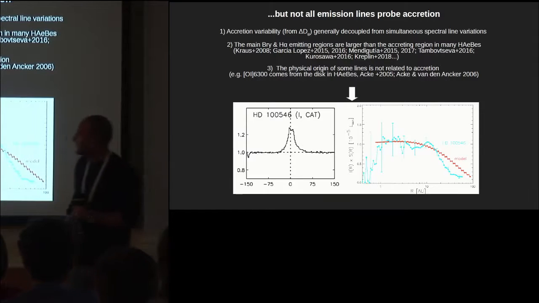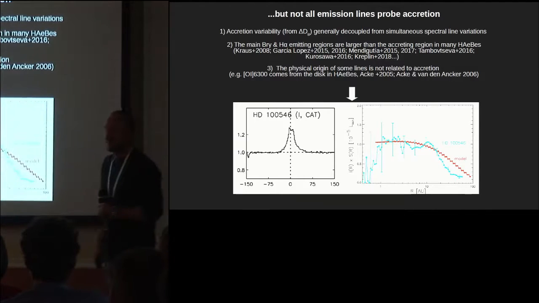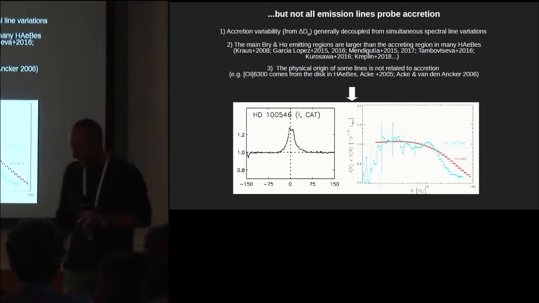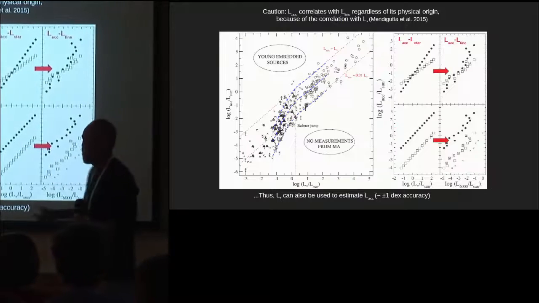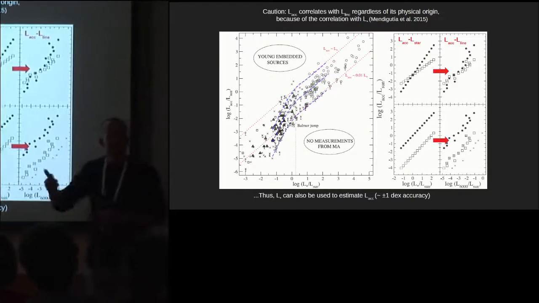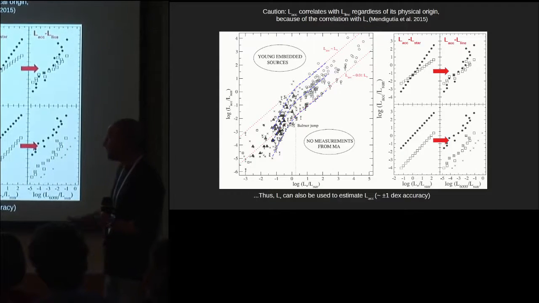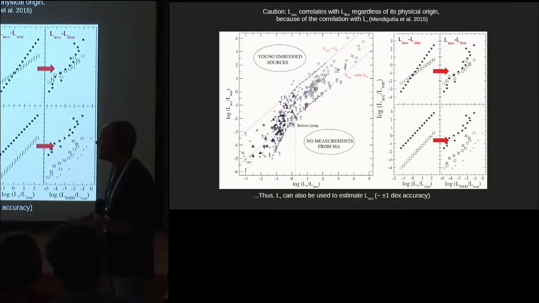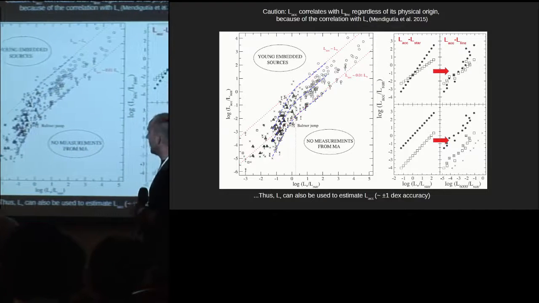This line, the oxygen forbidden line in the optical, is explained from the surface layers of the disk, very far away from the accretion region. And still, we see that there is a correlation between this line and the accretion luminosity. So this motivated us to do this paper, trying to explain why we see a correlation between the accretion luminosity and every single emission line. The explanation that we give is basically a mathematical consequence of the underlying correlation that exists between the accretion luminosity and the stellar luminosity.